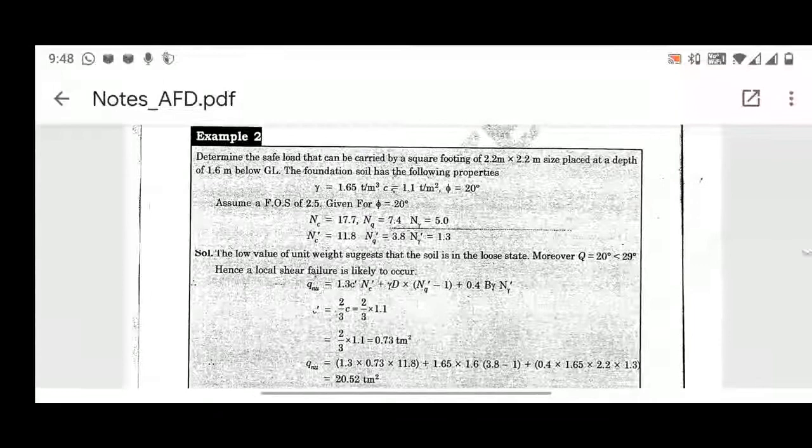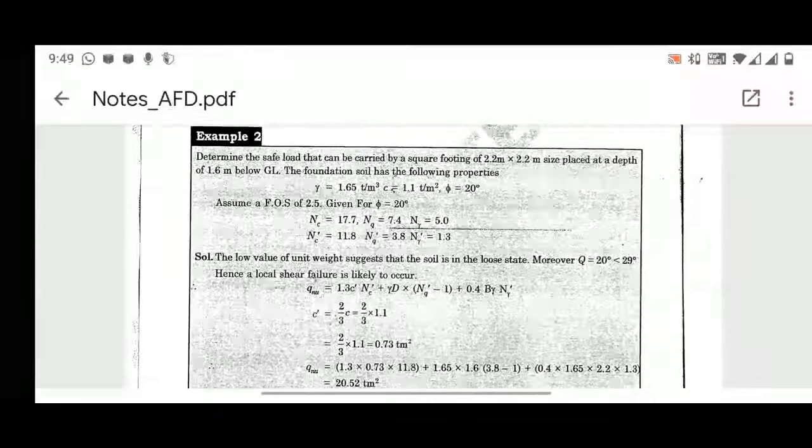Now, example problem 2 says: determine the safe load that can be carried by the square footing of 2.2 meter by 2.2 meter size placed at a depth of 1.6 meter below ground level. The foundation soil has the following properties. So they are giving you the properties of the foundation soil, and the factor of safety is also given as 2.5, and for this angle of internal friction, Nc, Nq, and gamma values are also provided.